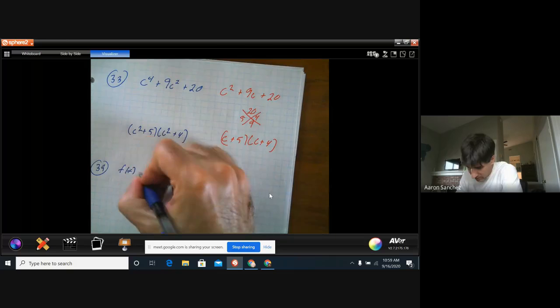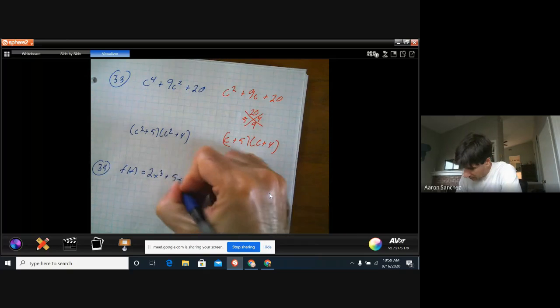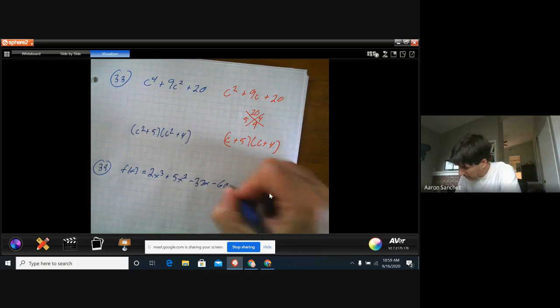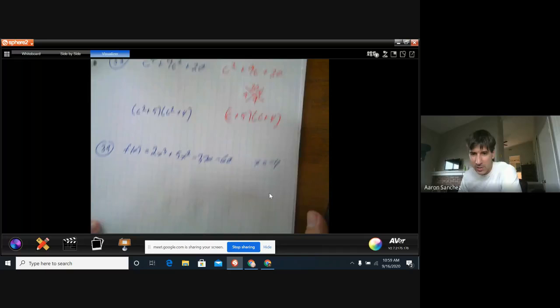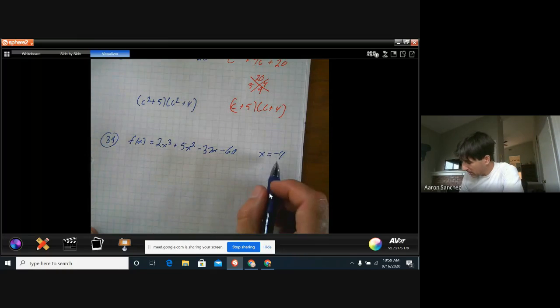F of x equals 2x cubed plus 5x squared minus 37x minus 60, and then we say x equals -4. You do synthetic division. If it becomes 0, then we know it's a factor. Okay, so synthetic division, let's set it up.